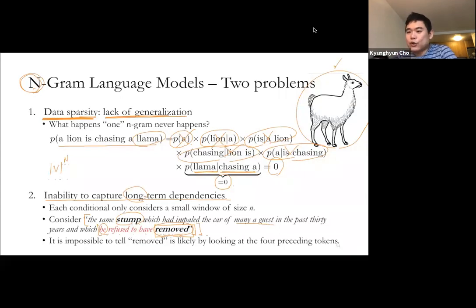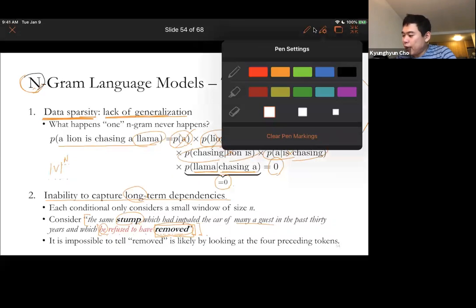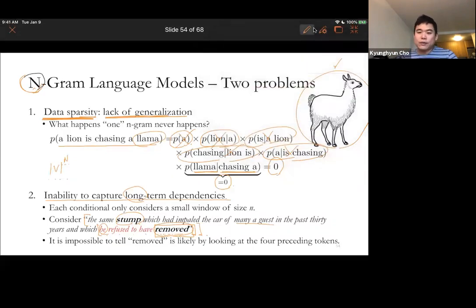As you can see, these two issues are interrelated, because if I wanted to build an n-gram language model that can capture long-term dependencies, I need to set n to be really, really high. However, if I set n to be really, really high, the unfortunate thing is that the data sparsity issue gets worse. So I cannot set n high enough. So I need to set n small. But once I set n small, this language model cannot capture the long-term dependency. So there is a weird vicious cycle going on here, right?